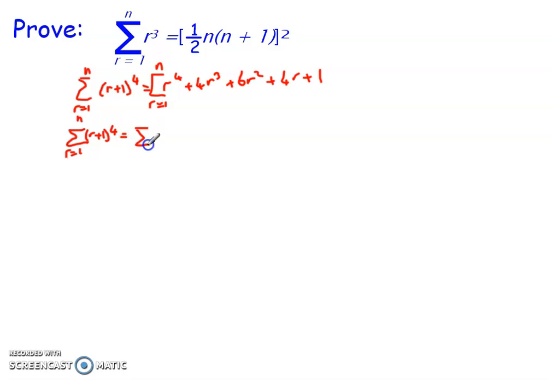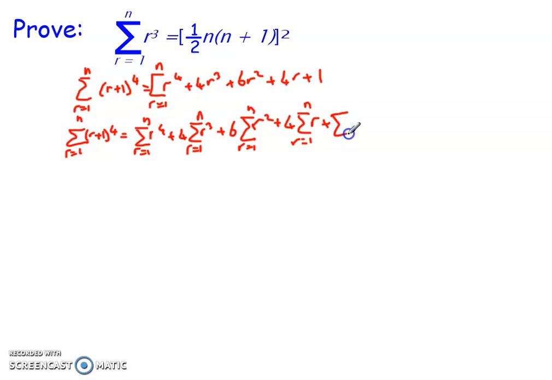That's then going to equal the sum from r equals 1 to n of r to the power of 4 plus 4 times the sum from r equals 1 to n of r cubed plus 6 times the sum from r equals 1 to n of r squared plus 4 times the sum from r equals 1 to n of r, and then just plus the sum from r equals 1 to n of 1. Now I just use the properties I know in order to manipulate it.